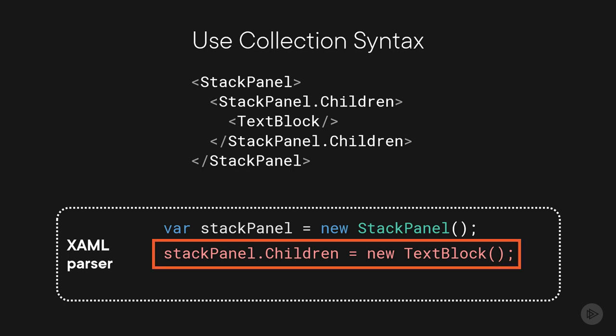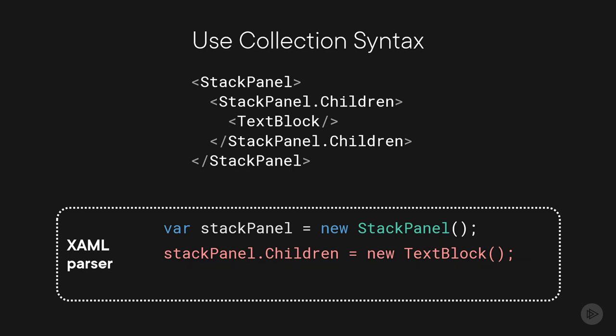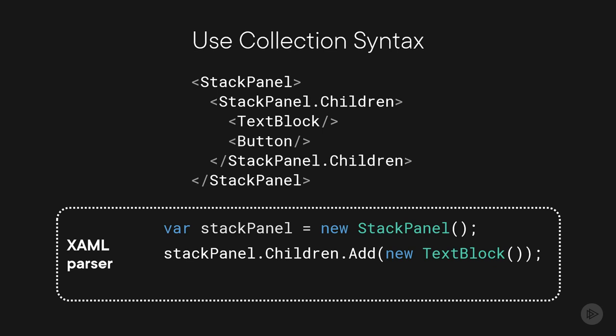So, instead of this, the XAML parser detects that the Children property of the StackPanel is a collection, and so it calls the Add method on that collection to add a new TextBlock instance. If you add, for example, an additional Button element in XAML, the XAML parser also adds that Button instance to the StackPanel's Children property.